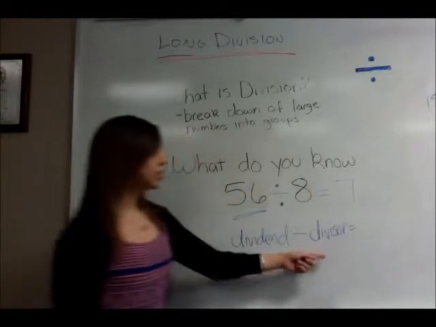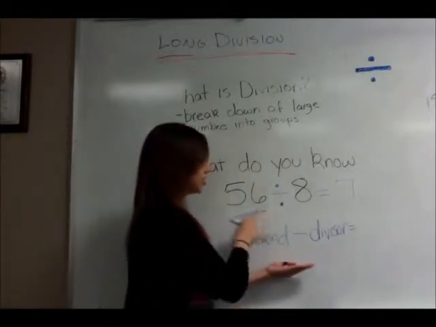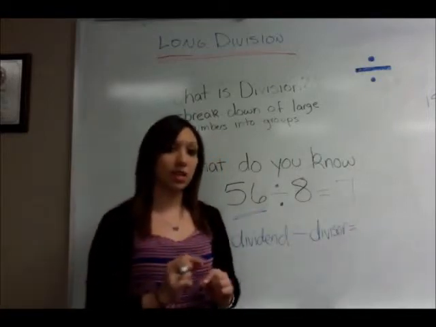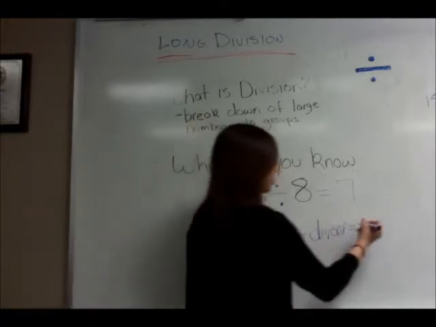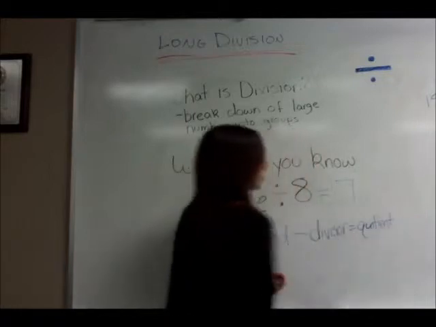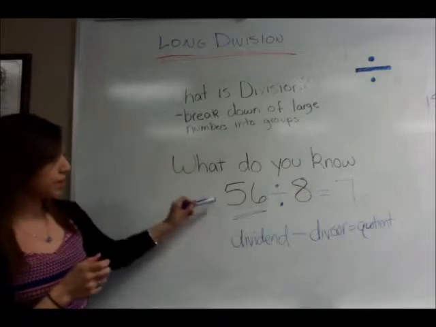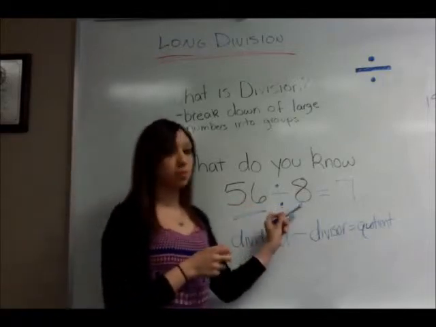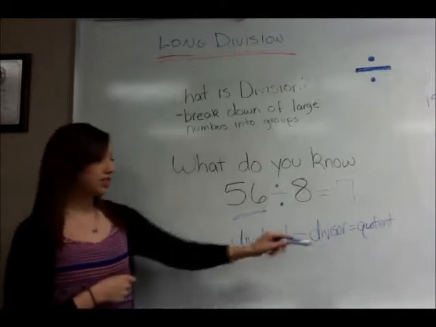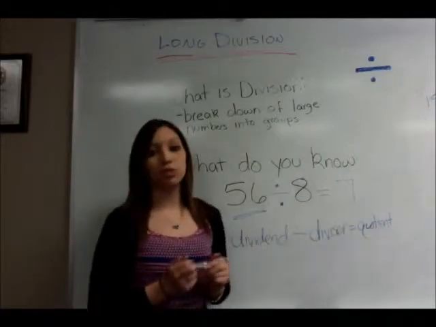Okay, teacher, the divisor is just the answer, right? Like, we're just gonna do 56 divided by 8 equals our answer. Okay, but in division, they have a specific name for it. It's gonna be called the quotient. So remember that when we're doing our division problem, big number, dividend, divided by our divisor, smaller number, equals our quotient.